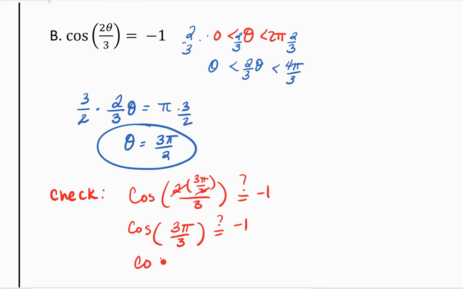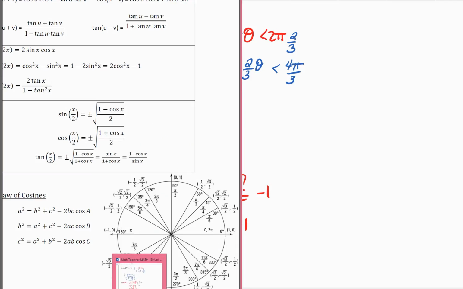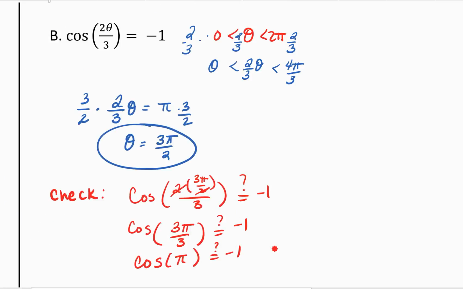So we'd say, is cosine of pi equal to -1? Well, if we pull up our unit circle, cosine of pi is -1. So that checks out. Now, unfortunately, that doesn't guarantee that we have all of them, but we can at least say that we know the solution we have is a valid solution.